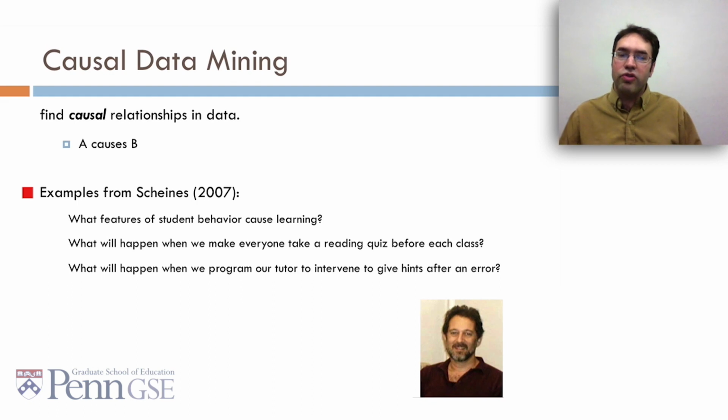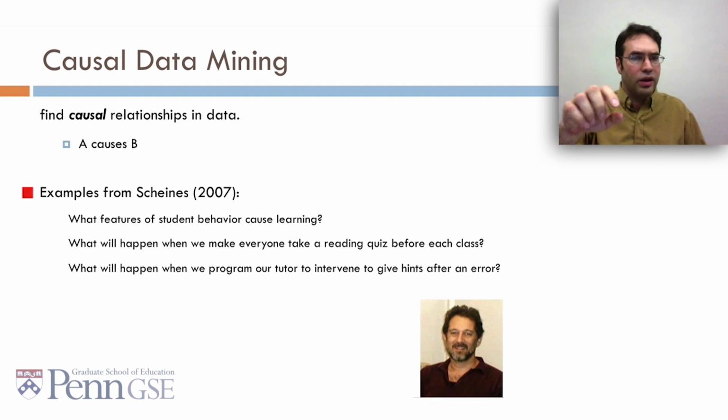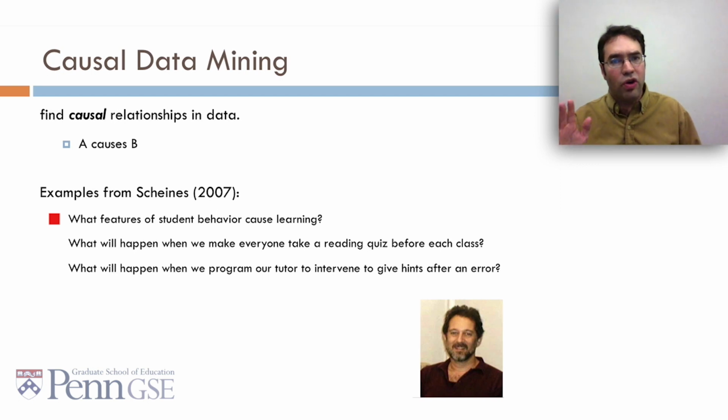Some examples from Richard Scheines, who's a big leader in causal data mining and educational data mining. What features of student behavior actually cause learning? Not just what's correlated with it, but what's actually causal. What will happen when we make everyone take a reading quiz before each class? What will happen when we program our tutor to intervene to give hints after an error?